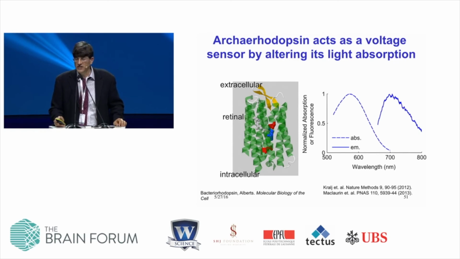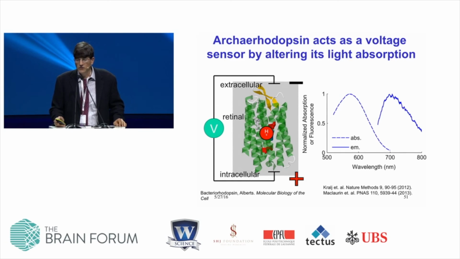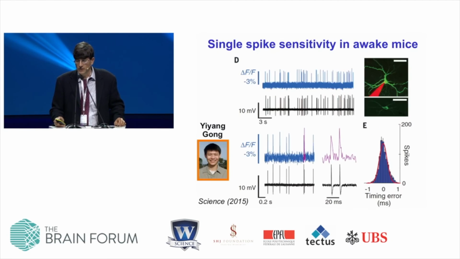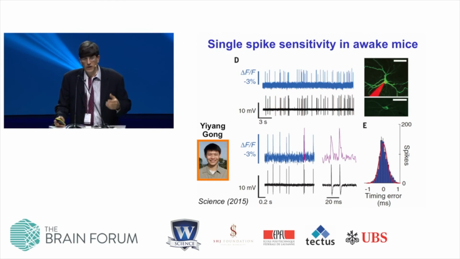It has voltage-sensitive absorption. And so when the neuronal membrane depolarizes, this molecule becomes a better absorber of light. It's a very dim fluorophore, and this is why we have to couple it to a very bright genetically encoded fluorescent protein. Now, we've shown recently in awake mice that this indicator gives us single spike sensitivity. So dual recordings using loose patch electrical recordings and optical recordings have shown us that we can catch nearly every action potential in an awake mouse.